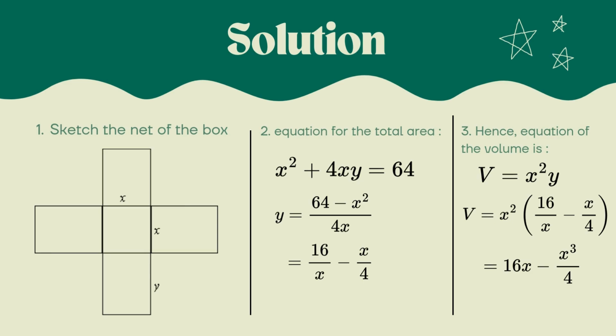The formula for the volume of a cuboid is length multiplied with width multiplied with height. Hence, the volume of this box, V, equals x squared y. We don't want y in the equation, so we substitute the value of y that we found earlier into the equation. This gives us V equals x squared multiplied with (16 over x minus x over 4). Therefore, the equation for the volume is 16x minus x cubed over 4.